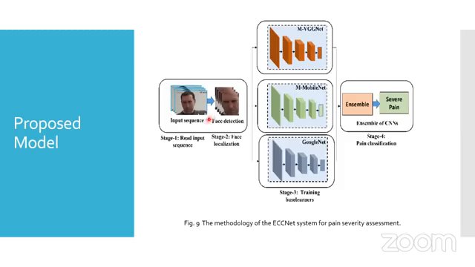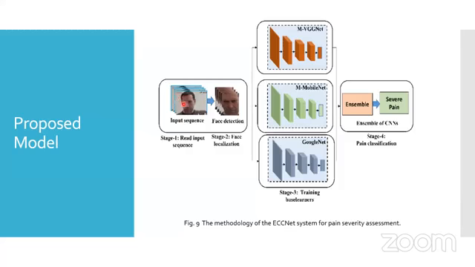Now this is our proposed model. We have proposed an ensemble of compact convolutional neural networks. What types of convolutional networks have we used? We have used VGGNet, MobileNet, and GoogleNet. We have taken these 3 nets and done an ensemble of the output scores of these 3 networks, and based on that we calculate the severity of the pain.